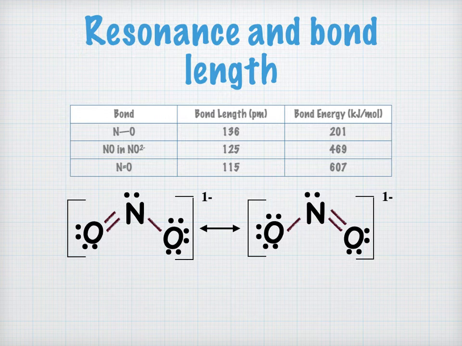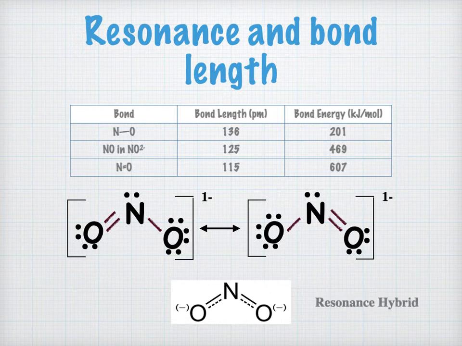So again, you would expect to see one long bond and one short bond, but instead, what you see are two equal length bonds at 125. In a sense, it's as though each of these bonds is rolling at about 1.5. And so how we typically describe the structure of this NO2 1 minus ion is as a resonance hybrid between the two structures, where the double bond is on the left and the double bond is on the right, so that it's actually two equal length bonds.